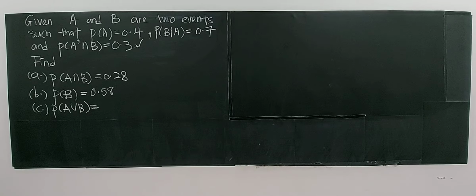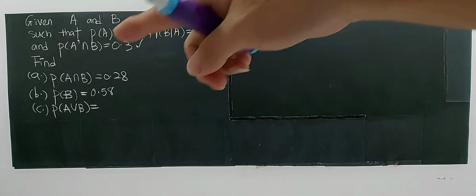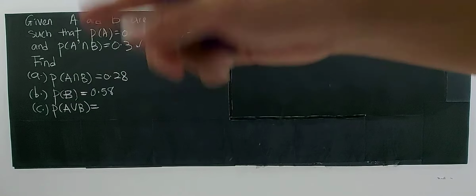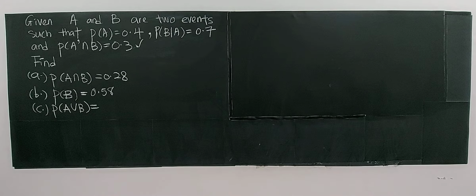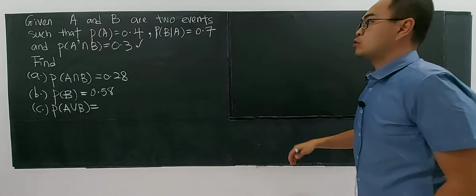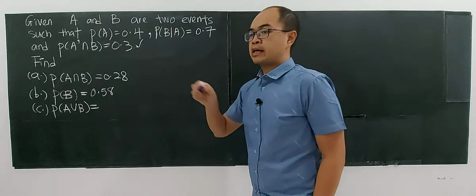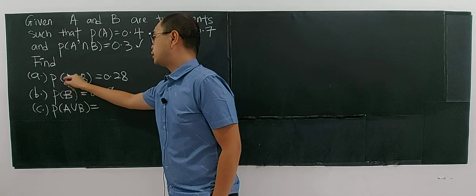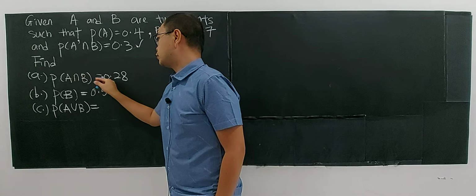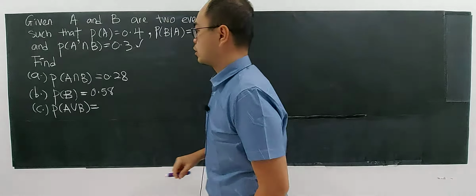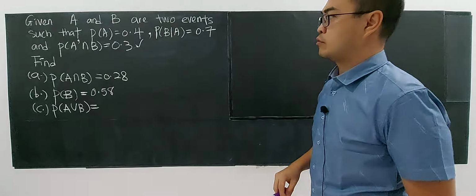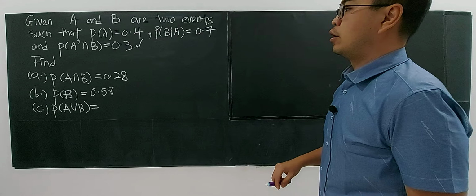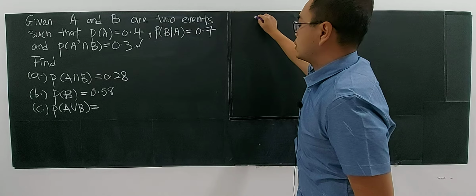Right. Let's continue with part C, where they want to find the probability of A union with B, the event A union with event B. You know that these two events are not mutually exclusive, because you see the probability of A intersect B is not zero. This is not a mutually exclusive event, so we can apply the formula.